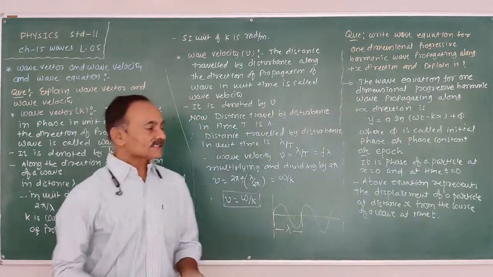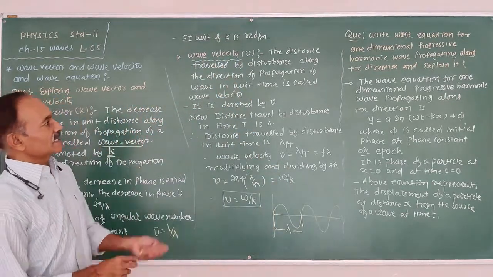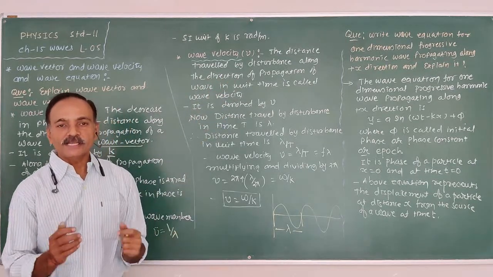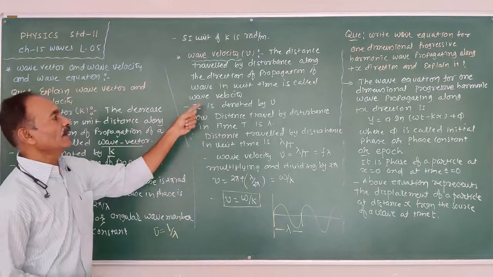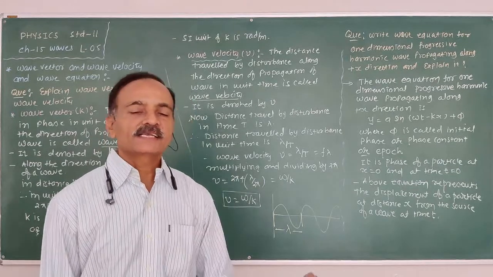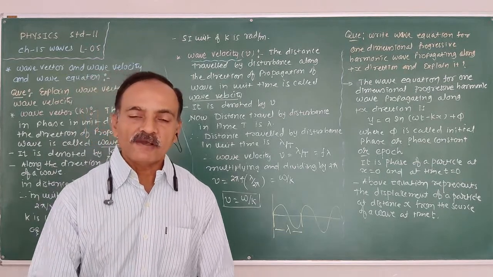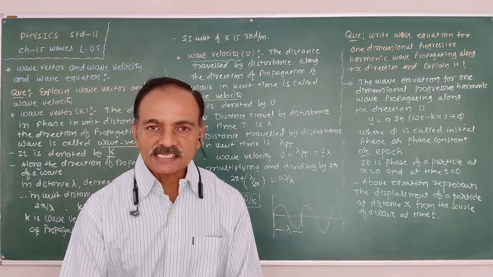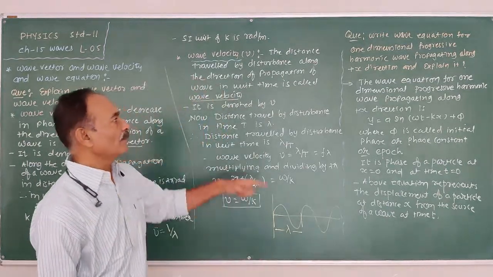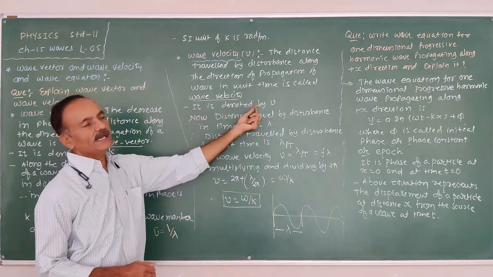Now, what is the wave velocity? The distance traveled by the disturbance along the direction of propagation of a wave in unit time is known as the wave velocity. Already we know that velocity is the distance traveled in unit time. Here the wave velocity means the distance traveled by the disturbance along the direction of propagation of a wave. It is denoted by the symbol of velocity, v.